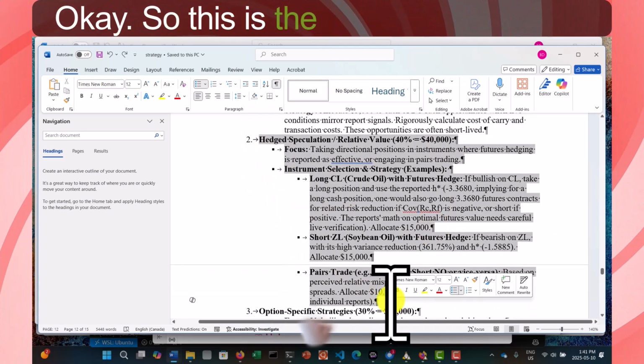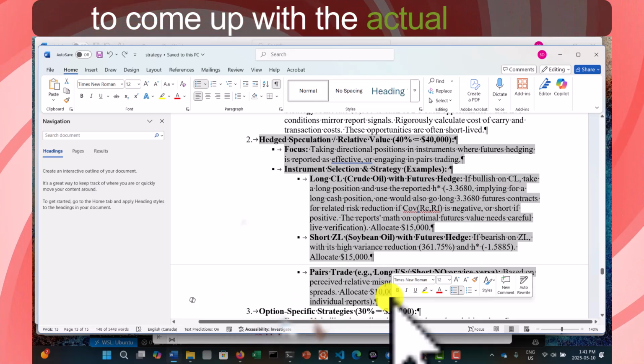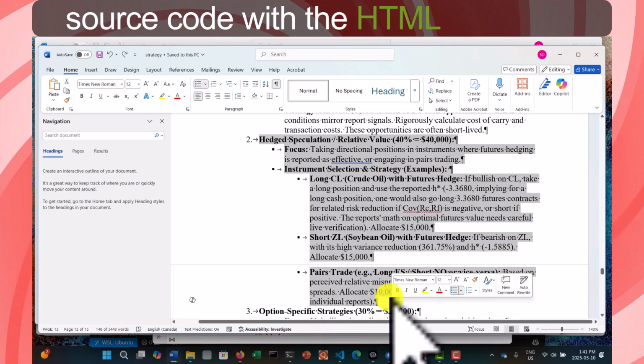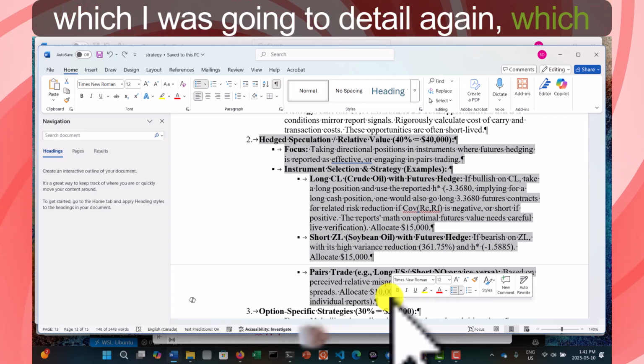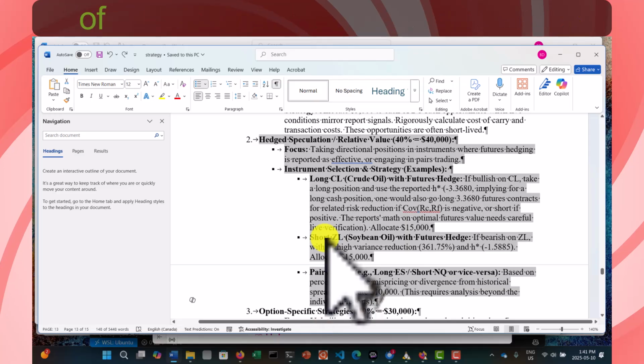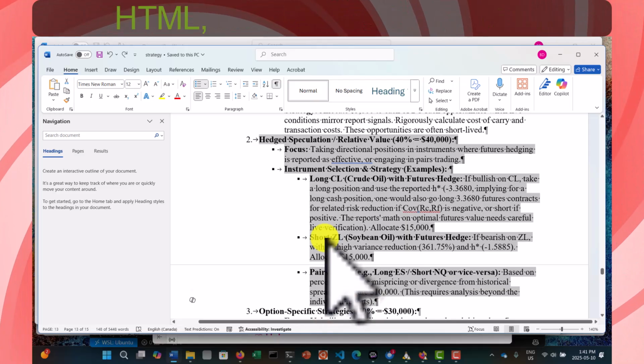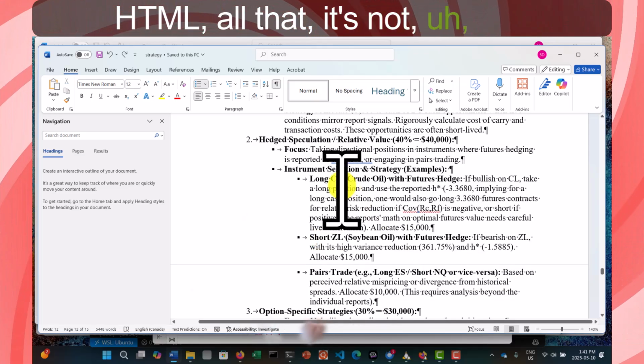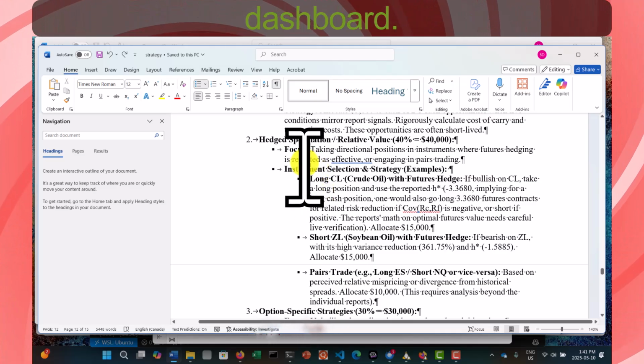Okay, so this is the one I fed into the AI to come up with the actual Python source code with the HTML front end, which I'll go into detail again, which I already showed you on what it will do. So I fed this into the AI and said, on top of that, please build me Python, HTML, all that fun stuff, and specifying what I want in that dashboard, right?